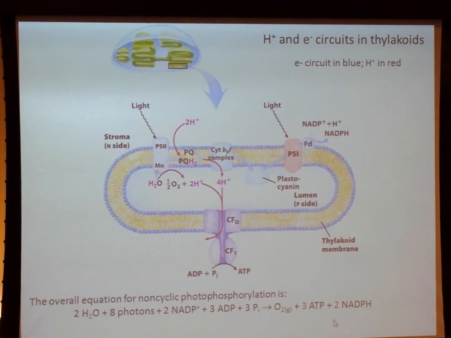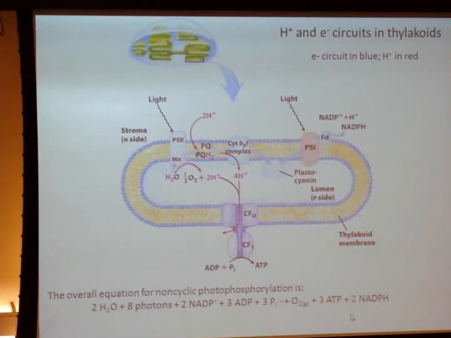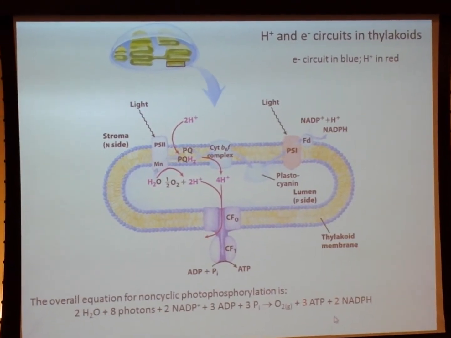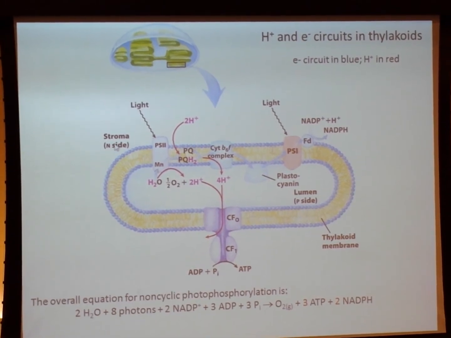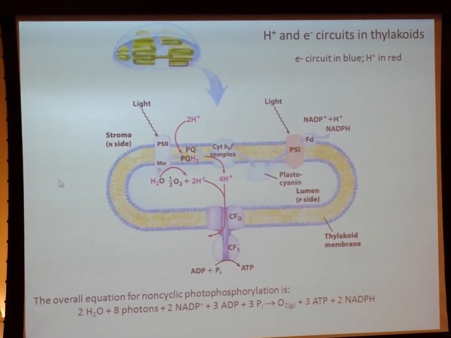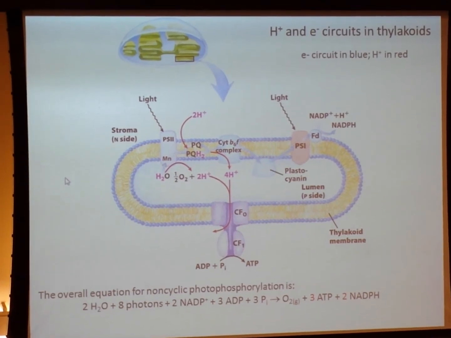So next time, we'll talk about how the plants out here in the stroma, the negative side out here, how the enzymes make use of this 3-to-2 ratio.